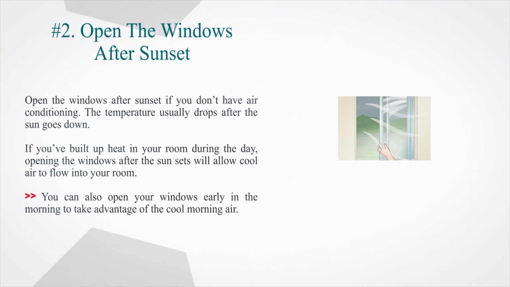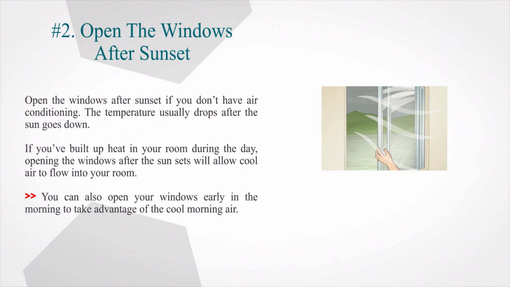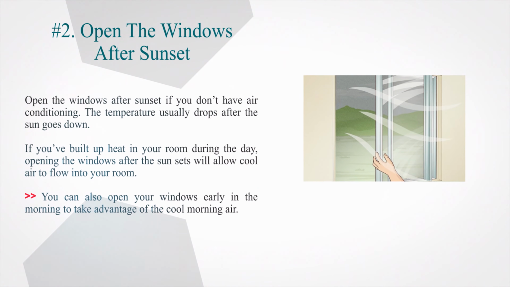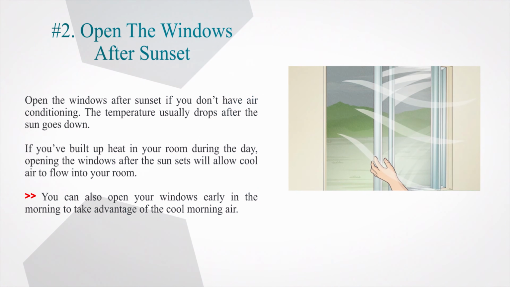Number 2. Open the windows after sunset. Open the windows after sunset if you don't have air conditioning. The temperature usually drops after the sun goes down. If you've built up heat in your room during the day, opening the windows after the sun sets will allow cool air to flow into your room. You can also open your windows early in the morning to take advantage of the cool morning air.